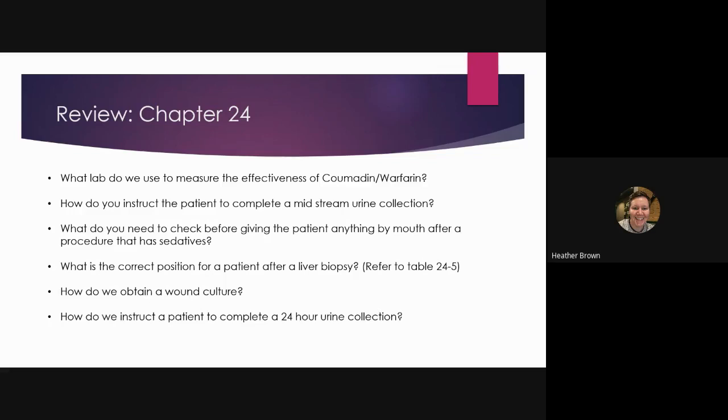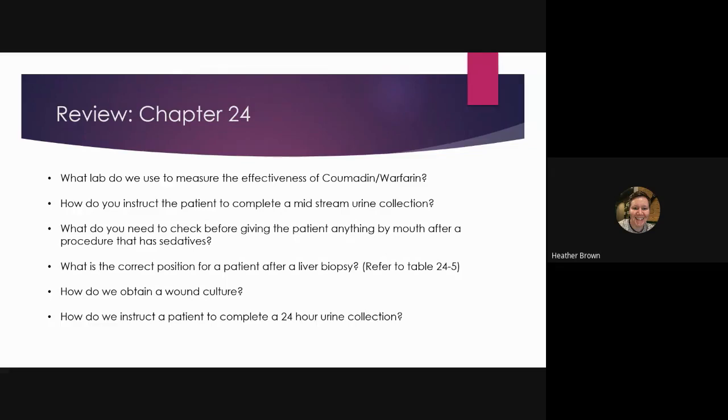So key fact there. Lastly, how do we instruct a patient to complete a 24-hour urine collection? So 24 hours, this is a 24-hour test. There's also 12-hour tests. What do they do with their first urine? Do they get rid of it? Ooh, Josefina, that's right, girlfriend. They empty their bladder first.